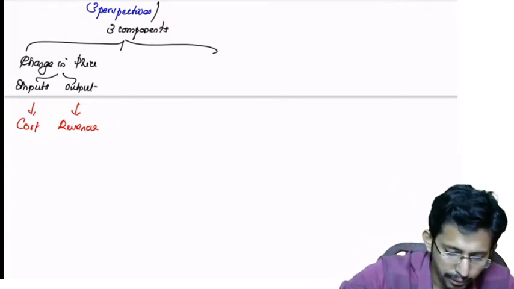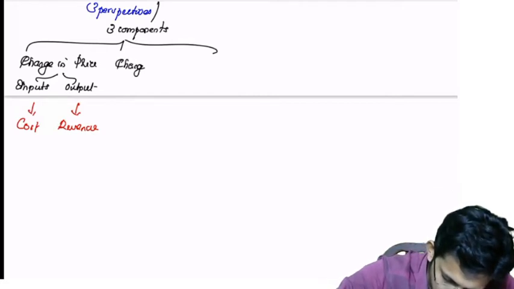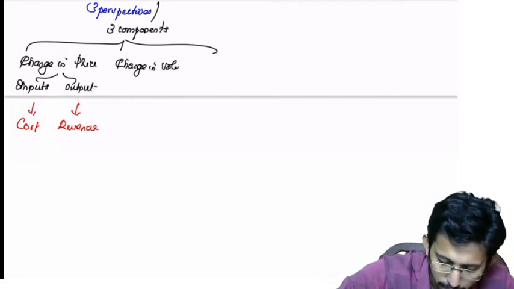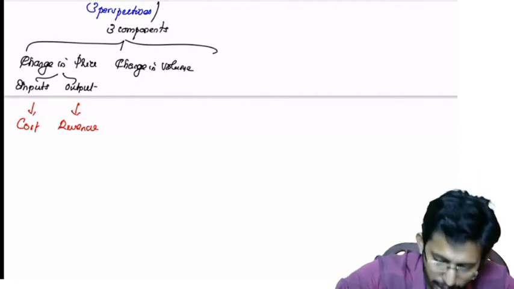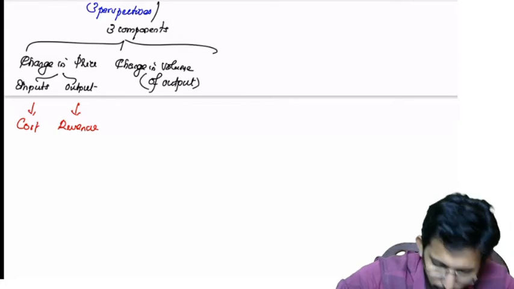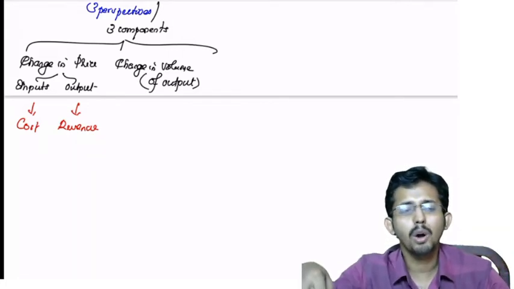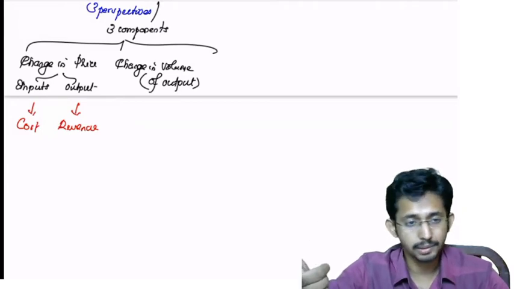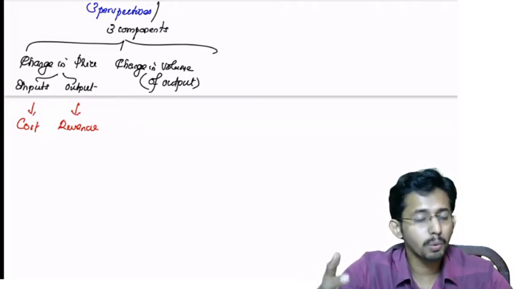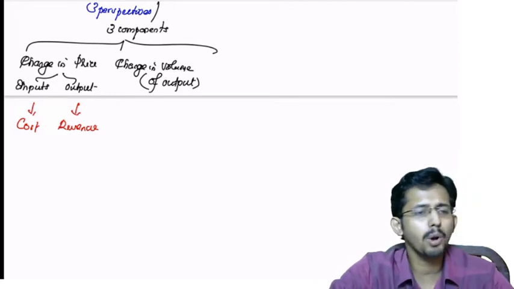Now, moving further, what is the next? Change in volume. Volume of what? Volume of output. Okay. Last year you sold 1 lakh units. This year you sold 1,25,000 units. The volume has increased. Will it not affect your operating income? Yes, it will affect your operating income.